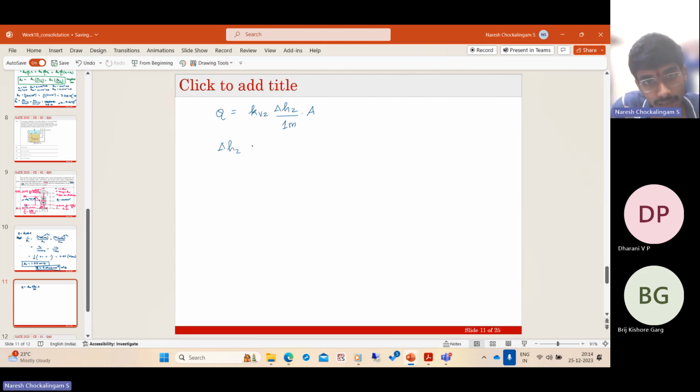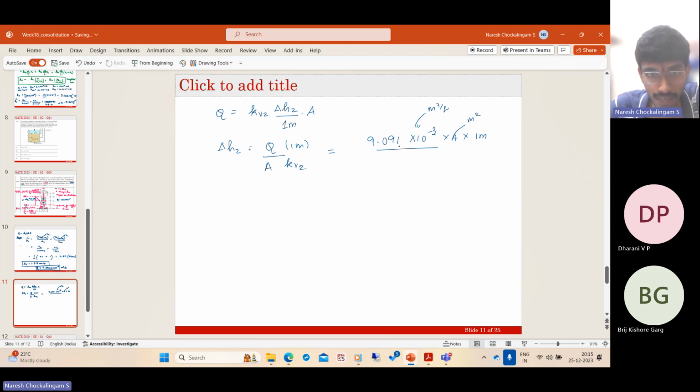So delta H2 is nothing but Q by A. You can have 1 meter here, and KV2. So what is Q? We just got it as 9.091 into 10 power minus 3, and area into 1 meter. So this is in meter cube per second. Sorry, this is in meter square, and this is in meters. Divided by area, which is again in meter square, into KV2. So what is KV2?